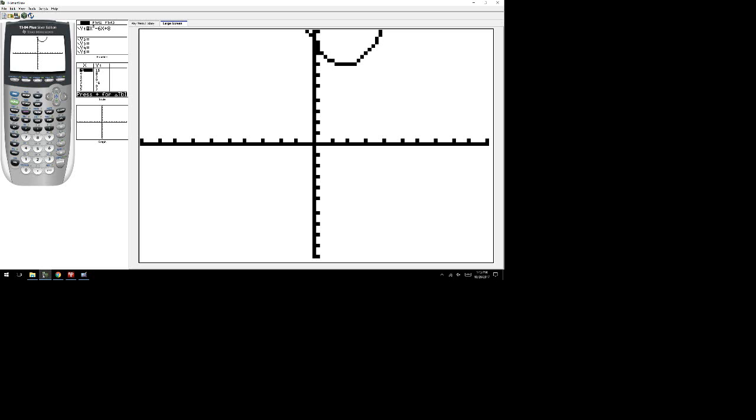It's barely there. It's so little. All right. Now, what did you notice when you graphed this one? It's barely there, right? It is really there. You just can't see it.